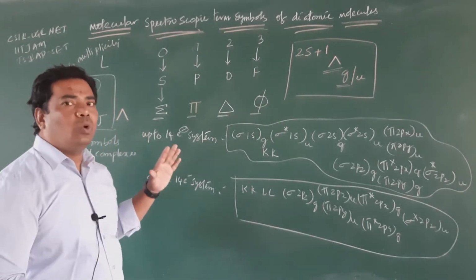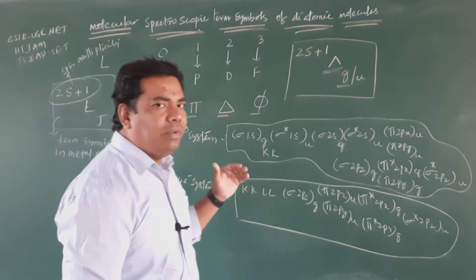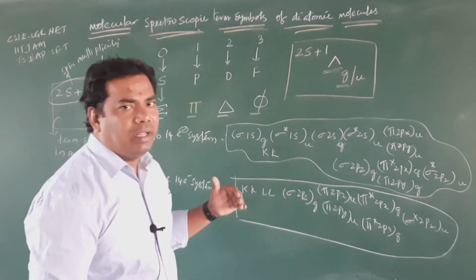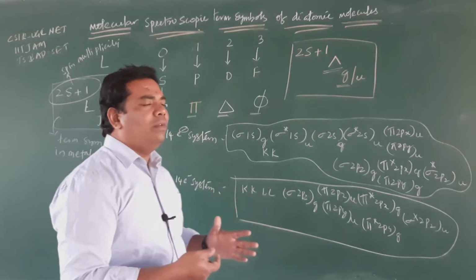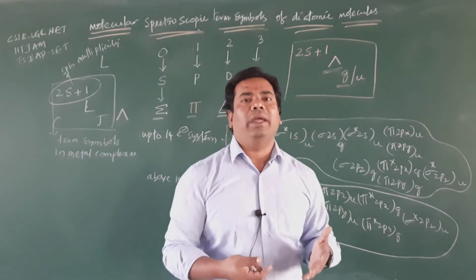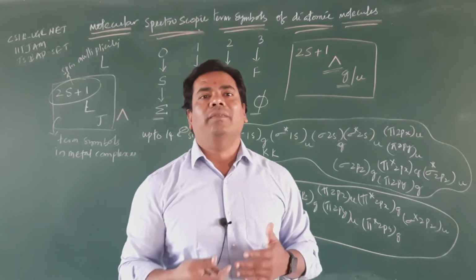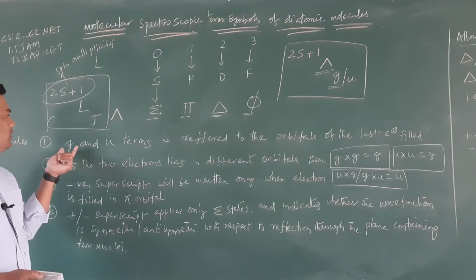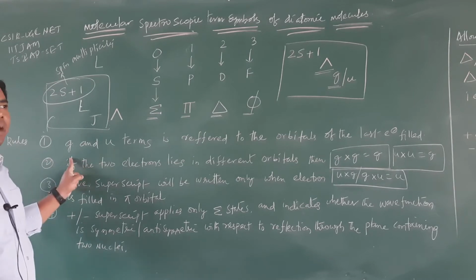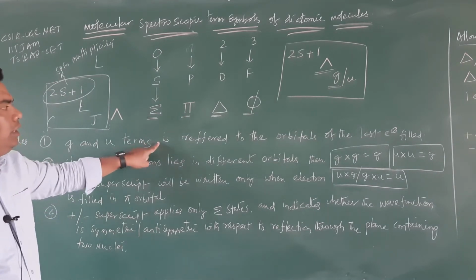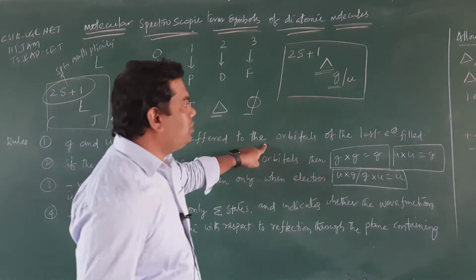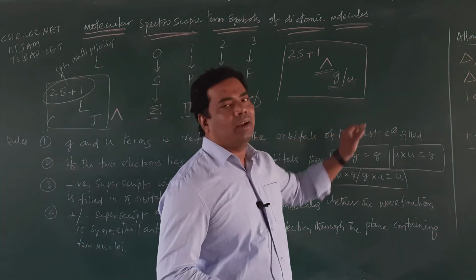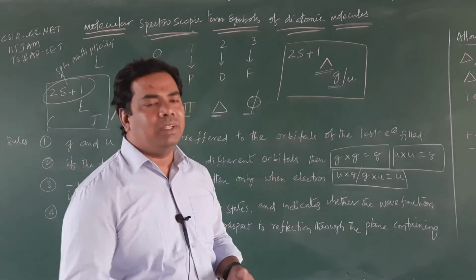So some rules are there. What are the rules? We will discuss them one by one. These rules help to determine the molecular term symbol very easily. Rule 1 says that the g and u terms, gerade and ungerade, refer to the orbitals of the last electron filled.